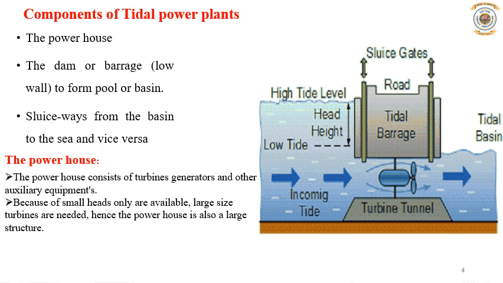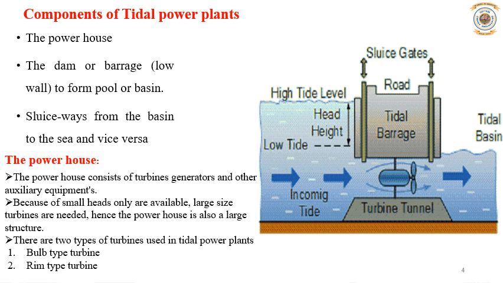Because only small heads are available, large size turbines are needed. Hence, the powerhouse is also a large structure. There are two types of turbines used in tidal power plants: the bulb turbine and the rim type turbine.